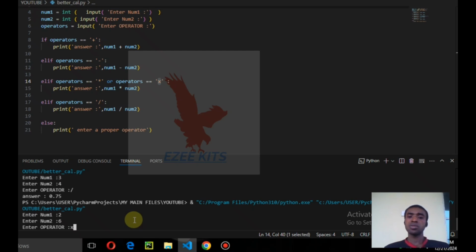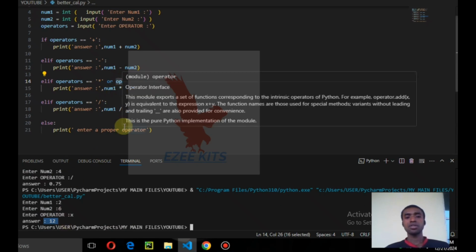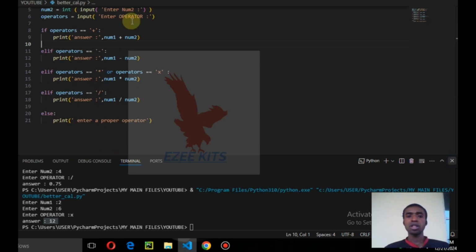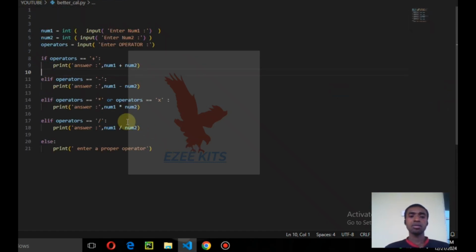This time I'll be able to use the x because I've handled it here. So let's see our output. You can see we got 12 right here, which means 2 times 6 is 12. So I think we're able to build a better calculator compared to our old calculator. With this, you can actually put operators on them and do some math on it.